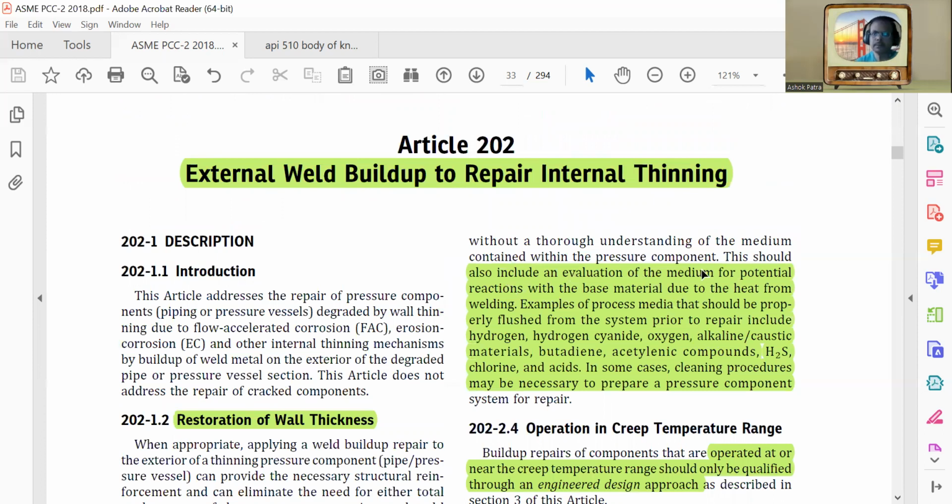This should include an evaluation of the process medium for potential reaction with the base material due to the heat from welding. Examples of process media that should be properly flushed from the system prior to repair include hydrogen, hydrogen cyanide, oxygen, alkaline caustic materials, butadiene, acetylenic compounds, H2S, chlorine, and acids. In some cases, cleaning procedures may be necessary to repair a pressure component.